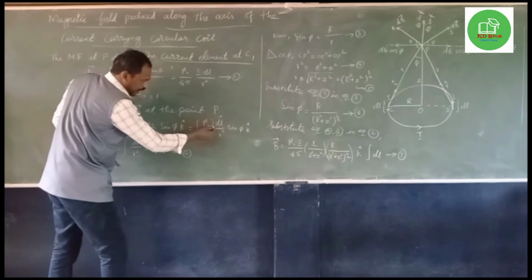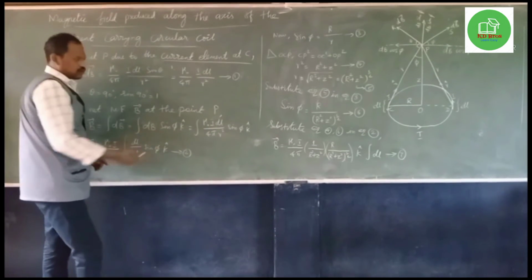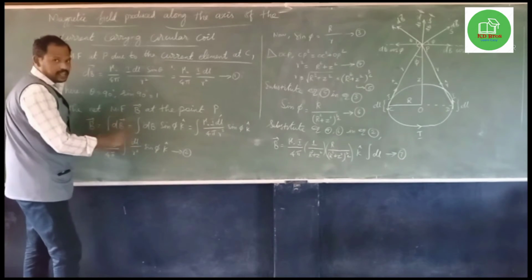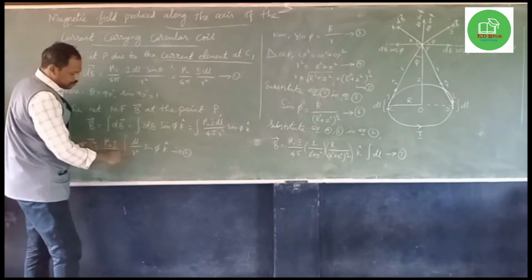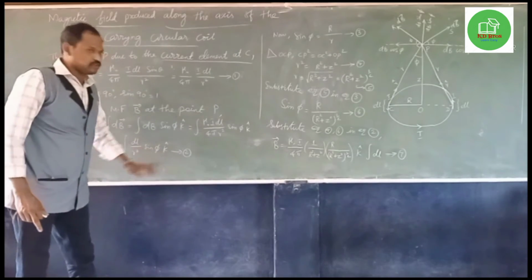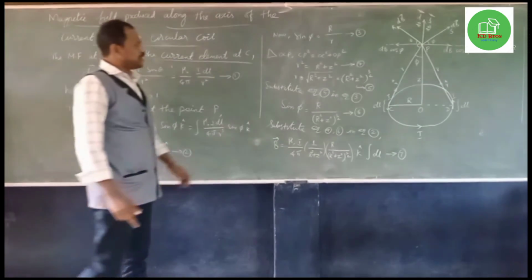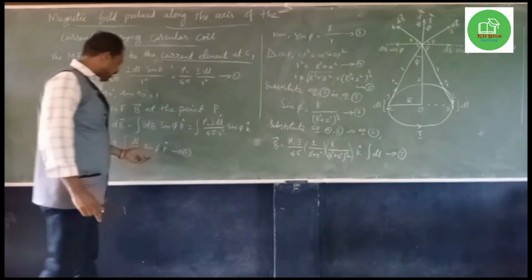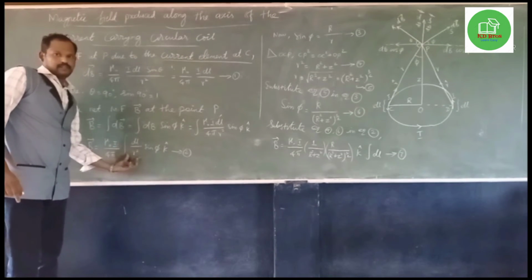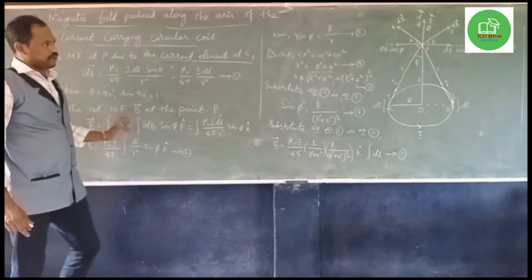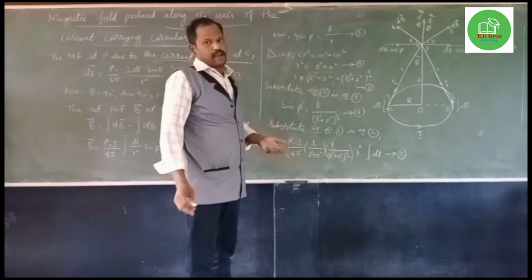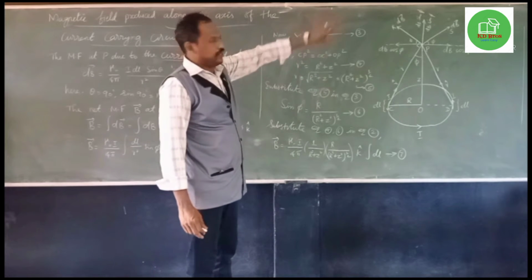And mu naught, I, 4 pi, all these are constants, so take them outside. Then the remaining we write inside the integration: dl divided by r squared, sin phi k cap. This is equation number 2. Now we have to find the values of sin phi, dl and r, and substitute them in this equation. Then you will get the net magnetic field at the point P.